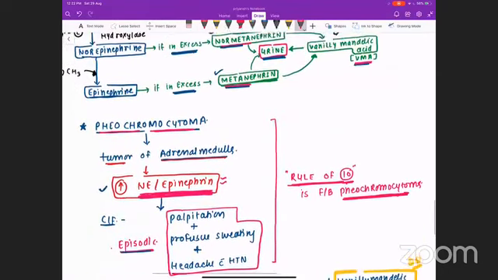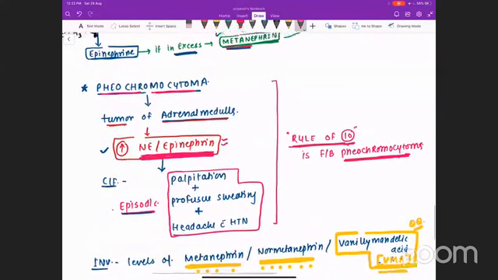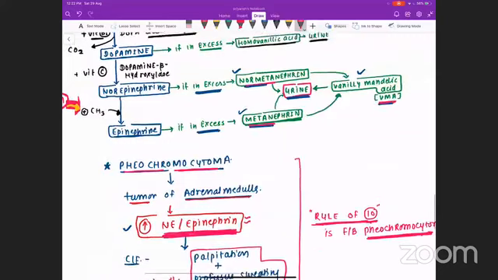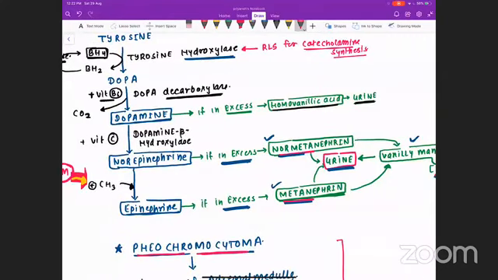If there is an excess amount of these molecules, norepinephrine or epinephrine, what is going to happen is pheochromocytoma. Let's add the second clinical correlation in this pathway. There is a drug which can inhibit this enzyme. There is a drug which can inhibit dopa decarboxylase.